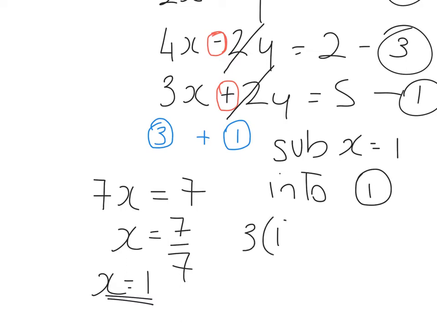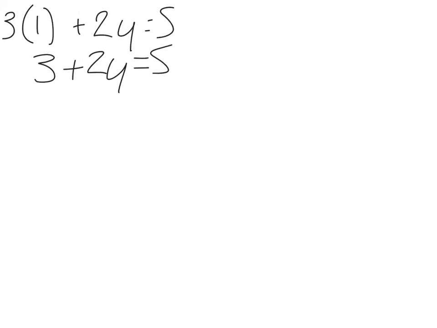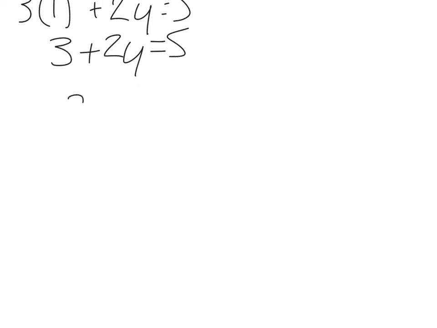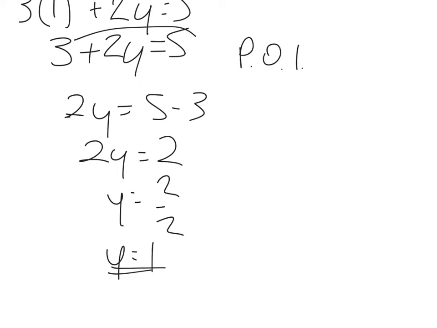So 3 lots of 1 plus 2y is equal to 5. That's 3 plus 2y equals 5. 2y equals 5 minus 3, 2y equals 2, and y equals 1. 2 over 2, that's 1. Now if the question had said find the point of intersection, then you must write that down as a point. Point of intersection is 1, 1.